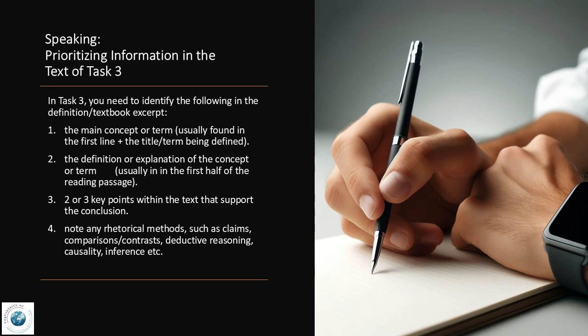Prioritizing information in the text of Task 3. In Task 3, you need to identify the following in the definition/textbook excerpt. 1. The main concept or term, usually found in the first line plus the title or term being defined. 2. The definition or explanation of the concept or term, usually in the first half of the reading passage. 3. 2 or 3 key points within the text that support the conclusion.